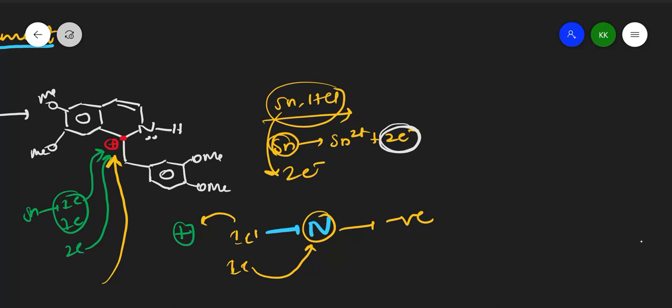Let me draw the structure again. OCH3, nitrogen. This carbon was positive, and this carbon became negative now. Further, since HCl is in excess, H plus will be in excess, so this negative charge will take this proton and become neutral. So let me draw it like that. It got this negative charge, and this proton reacted and it became like this. Other things remain as they are.